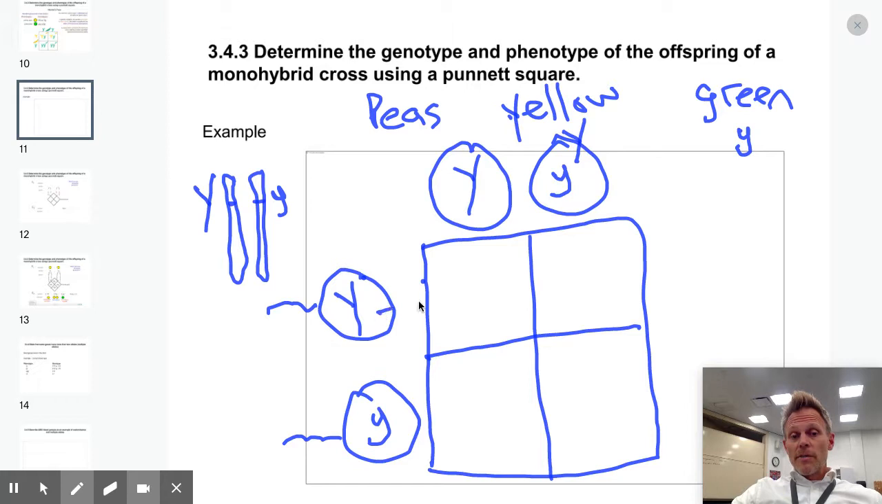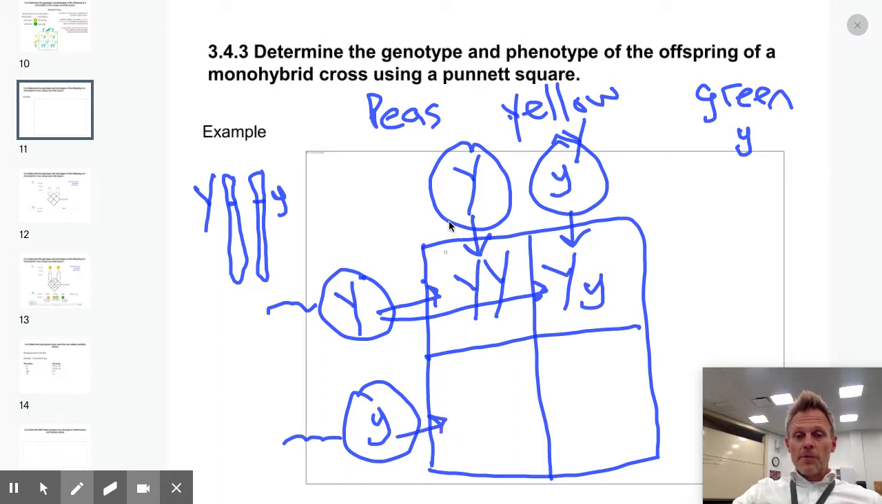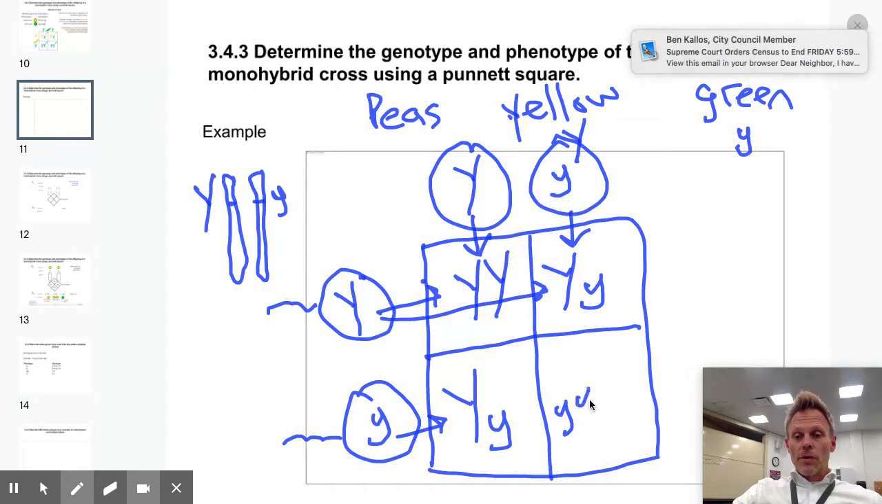So if this sperm happened to meet this egg, then the combination of alleles for that individual plant would be a big Y, big Y. And if this sperm met this egg, we would have a big Y from the male and a little y from the female. Same here. This sperm meets this egg. We have a big Y from the egg, but a little y from the sperm. And if these two gametes meet, this sperm and this egg, we end up with 2 little y's.